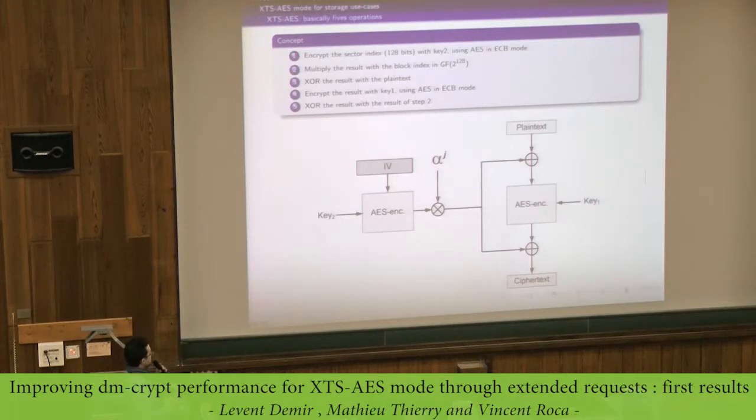So we take the sector index, the IV. We encrypt it with ECB with key two. Then we compute the Galois field multiplication for each block of 16 bytes. Then we XOR it with the plaintext. We encrypt again with ECB with key one. And we XOR it again with those tweaks, and we obtain the ciphertext.